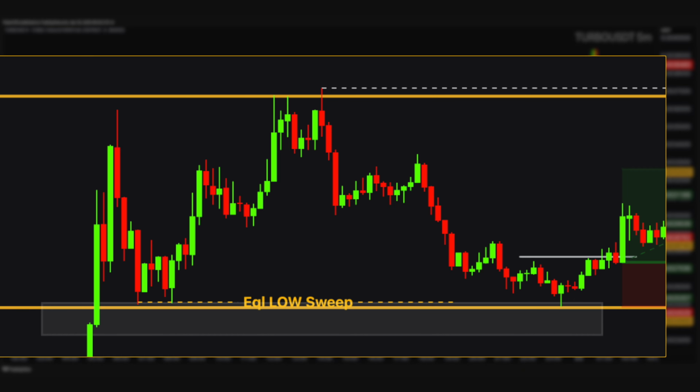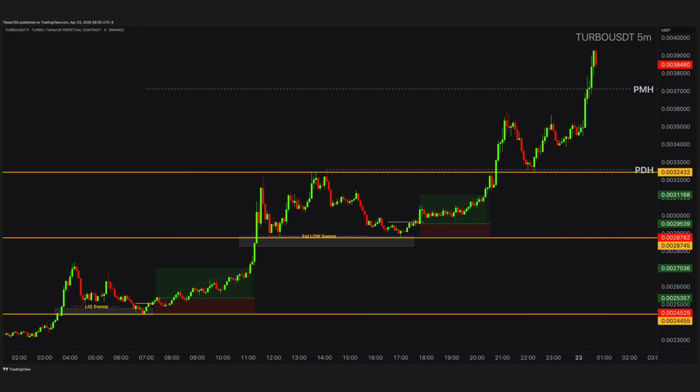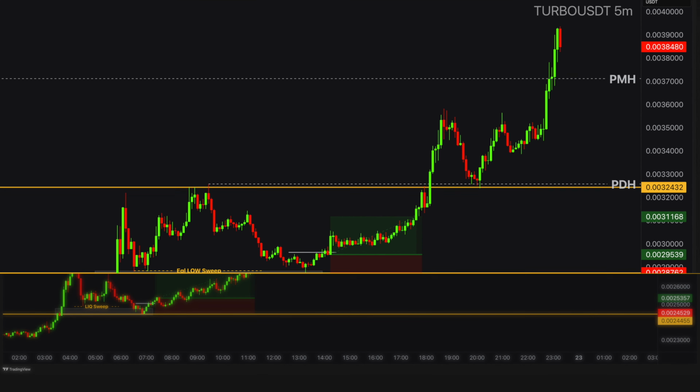And again, structure shifts one more time. This again can give you a 2R setup. This time, our future target is actually an institutional level, PDH, the previous day high.